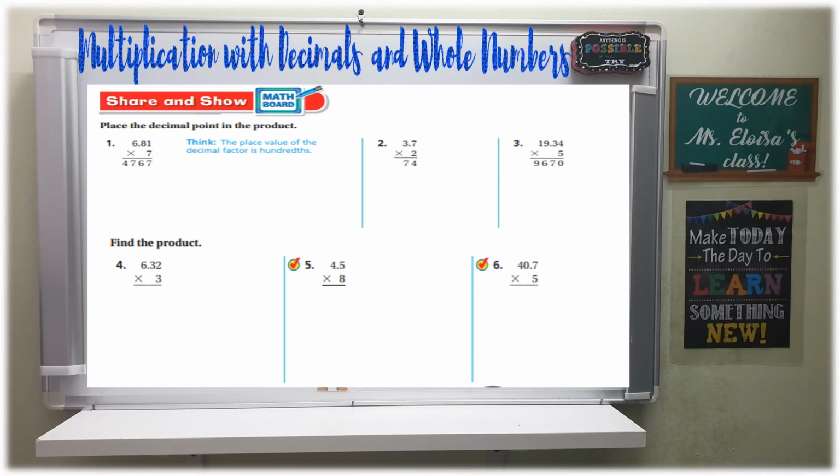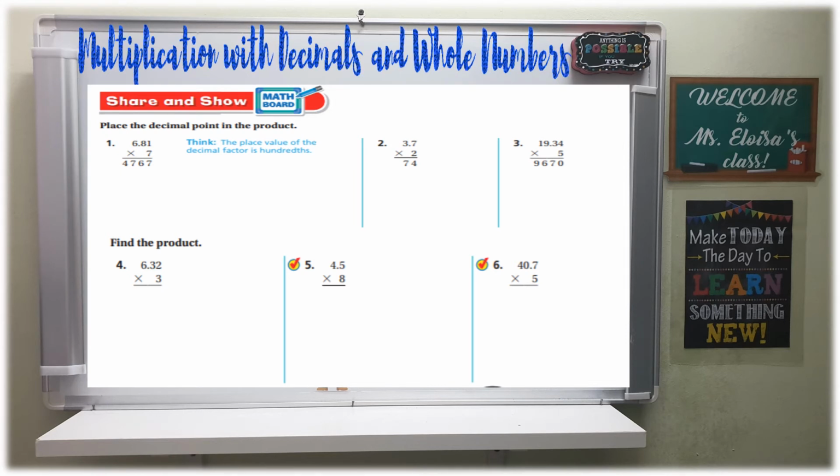Now let us do share and show for more practice. For numbers 1 to 3, you are going to place the decimal point in the product. Number 1, we have 6.81 times 7. So we have the digits 4767 for the product. Where do you think we should put the decimal point?